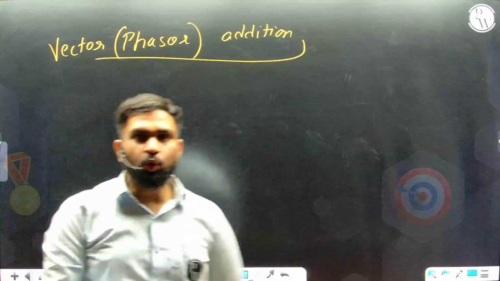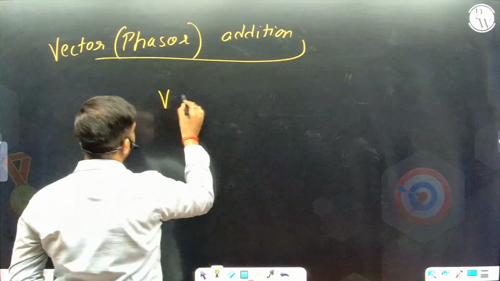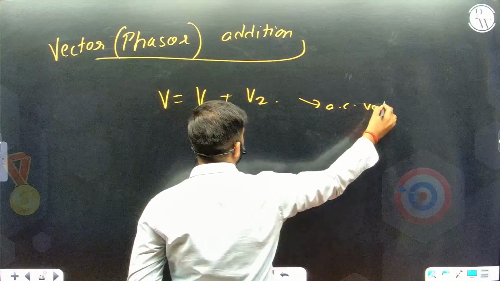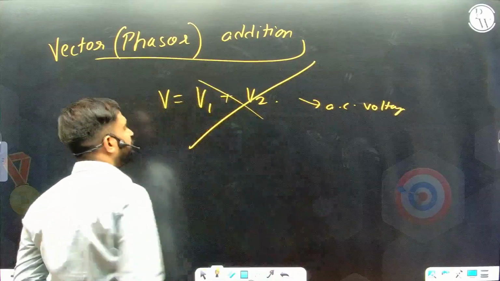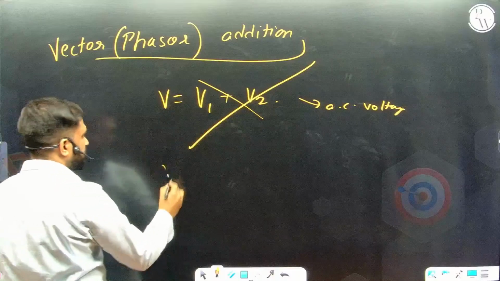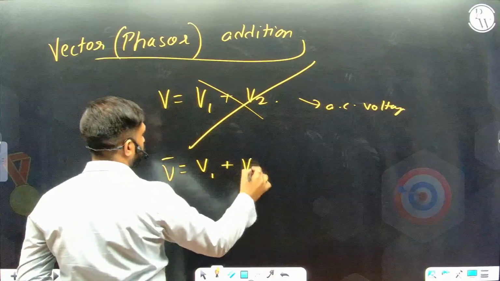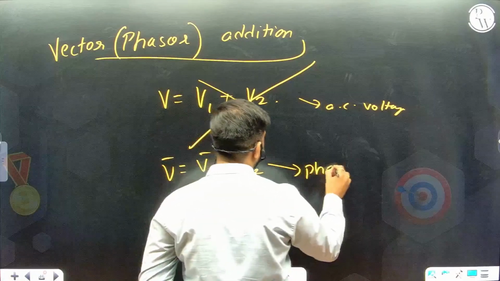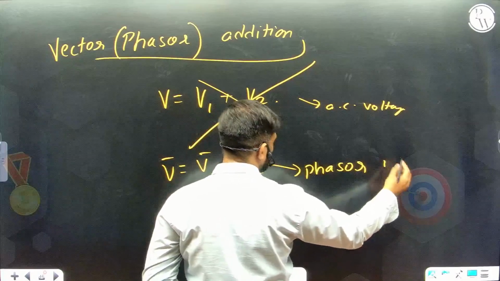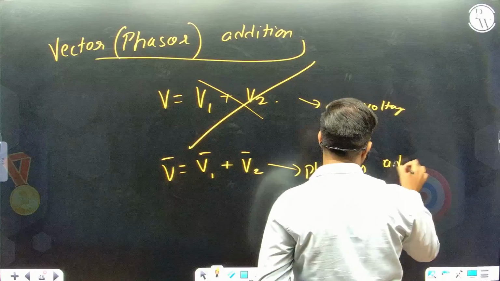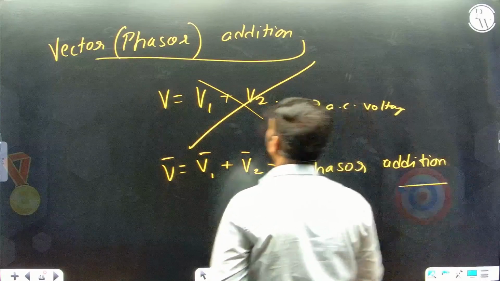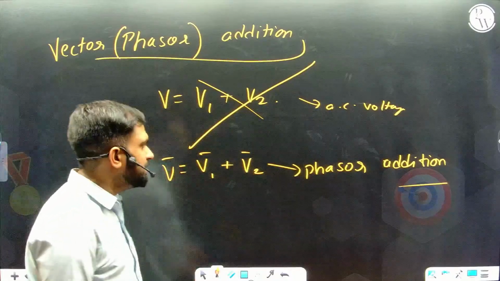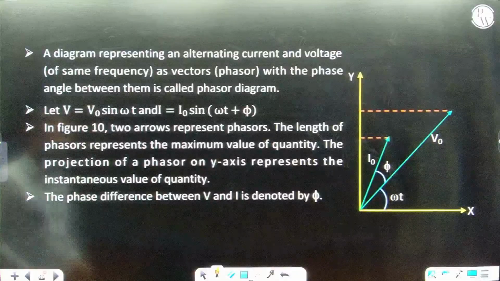It follows all the laws of vector addition. If I need to add voltages, V1 plus V2, all AC voltages, I cannot do it algebraically. It will give me a wrong answer. What do I do? Considering them as phasors, I'll add them like vectors. This is just a notation. Don't think the voltage has become a vector. It's a phasor. Phasor addition follows the same laws as vector addition. A phasor is any quantity which is changing with time sinusoidally.